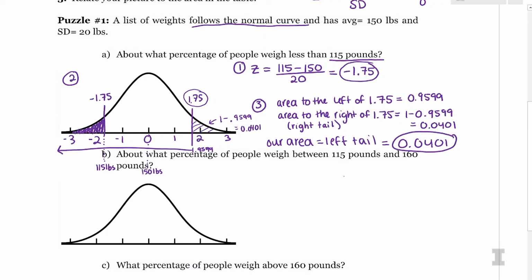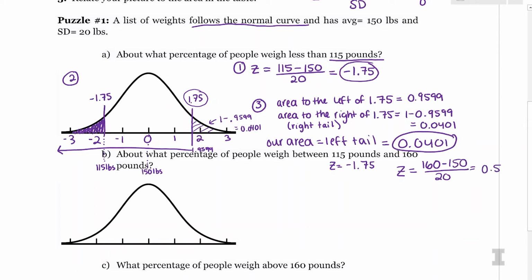So let's go to part B. It says, what percentage of people weigh between 115 pounds and 160 pounds? So I'm going to do the same kind of steps that we did before, which is convert these two values to z-scores. And we know for 115 pounds, the z-score is negative 1.75. For 160, I can use my classic z-score formula, which is the value 160 minus the average, which was given as 150, divided by the SD, which is 20. And that gives me 0.5. Yeah, 10 over 20.